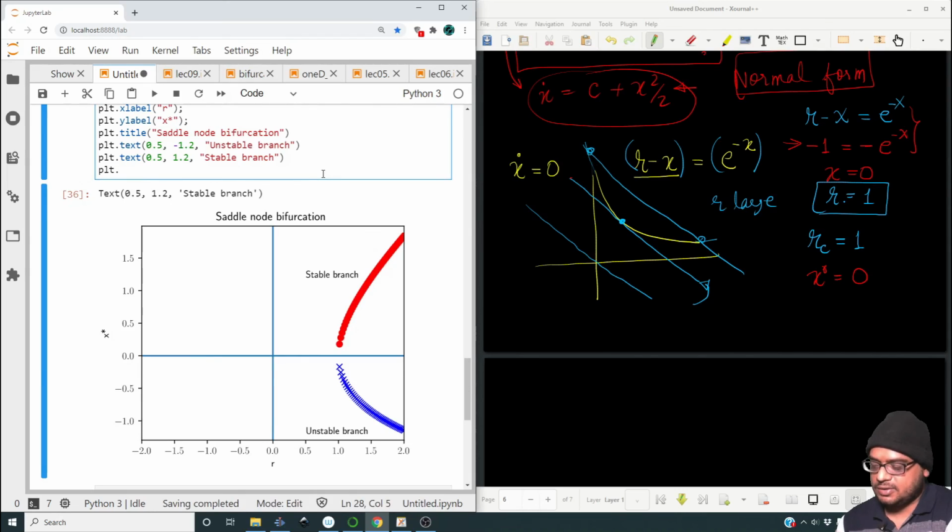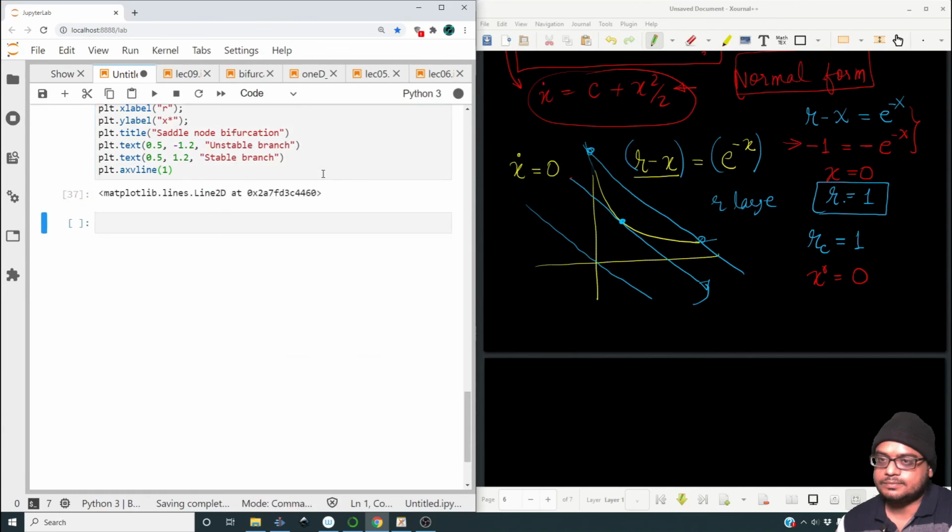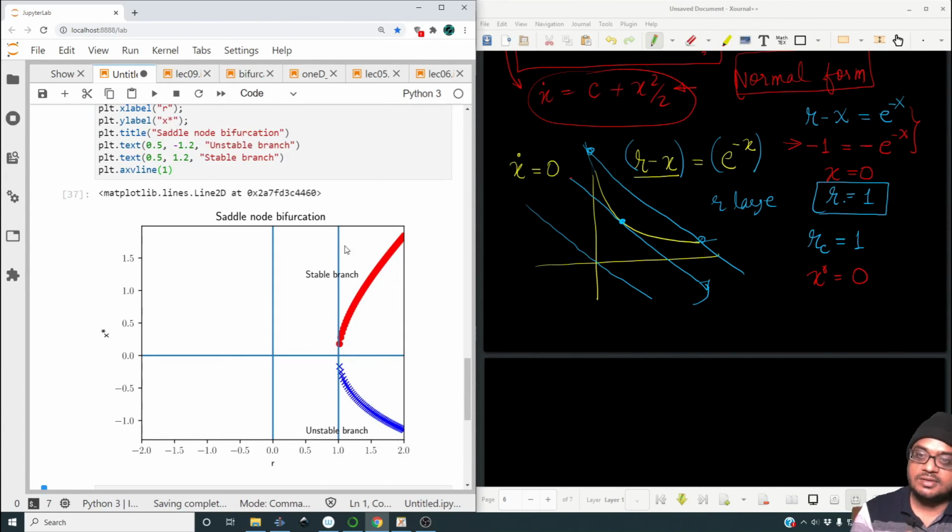So we can go ahead and plot that line as well. plt dot axvline, and we have to plot it through 1. So that is the zone of bifurcation, and it is obviously separating two roots. One is a stable branch and one is an unstable branch. You can obviously write a nice slider function to check the presence of roots. I'm not going to do that. You can try it out on your own. You know how to do it by now.